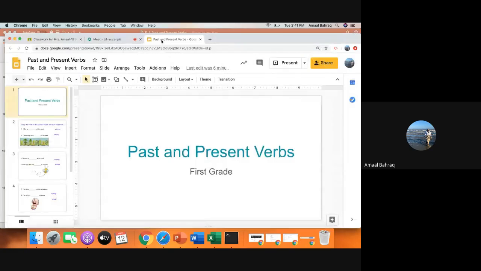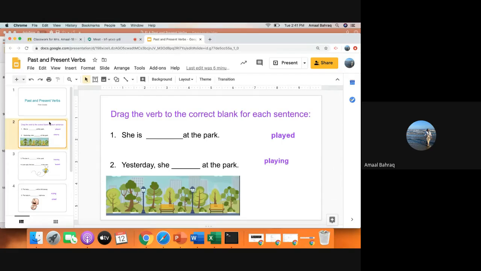So for your assignment today, you're going to go to your assignment and it's going to look like this. It says past and present verbs. Boys and girls, when you click on the second one, it has directions for you. It says drag the verb to the correct blank for each sentence. She is blank at the park. Yesterday, she blank at the park. You have played and playing.